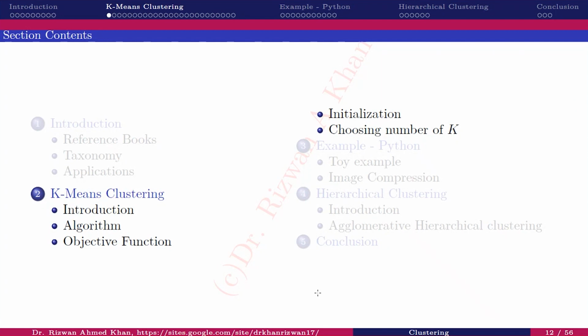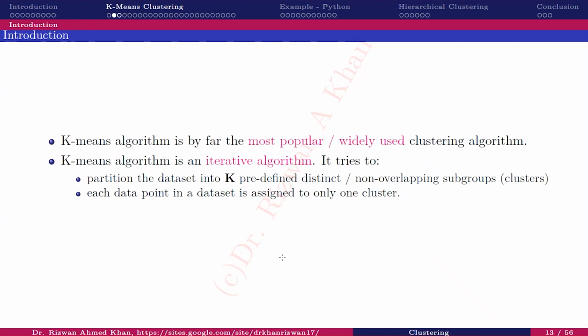Welcome back. In this video, we will specifically see how the K-means clustering algorithm works. Just as a reminder, K-means is by far the most popular and widely used clustering algorithm, as I said earlier in my previous video. K-means clustering is an iterative algorithm, and it tries to partition data into K predefined distinct non-overlapping clusters.